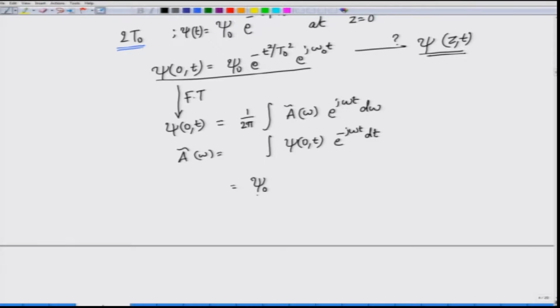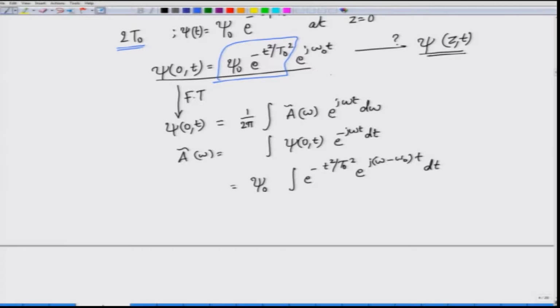The amplitude psi 0 being a constant simply moves out of the integral, and here you have e power minus t square by t 0 square, e power j omega minus omega 0 t dt. So, clearly this is a modulated waveform, therefore, first find the Fourier transform of this Gaussian pulse and then shift that spectrum by omega 0 in order to get the modulated spectrum.